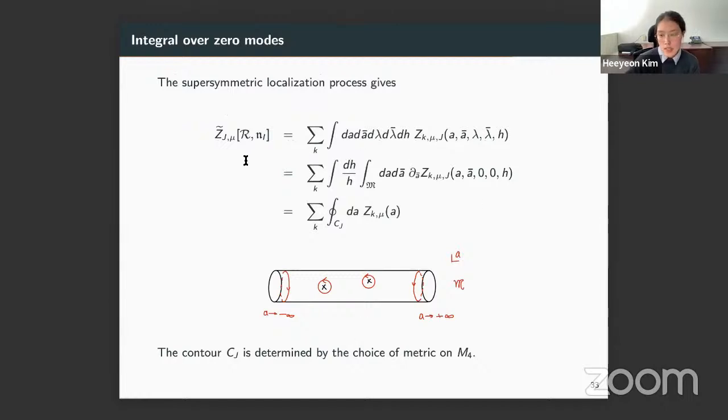And this is a formula that the supersymmetric localization process gives you. So for example, it can be written as an integral over the zero modes. And this integrand can be thought of as summing over all the contributions from the massive modes in the theory on this background. And by the supersymmetry algebra, you can argue that this can be written in terms of the integral over the total derivative of some expression in A bar. And you can further argue that by properly evaluating this integral over the auxiliary field, this expression can be written in terms of a contour integral of some meromorphic functions. But now you only have an A and A bar dependence, and the H dependence disappears. And in particular, the dependence on the metric is now encoded in the choice of the contour C, which is determined by the choice of the metric on M4.